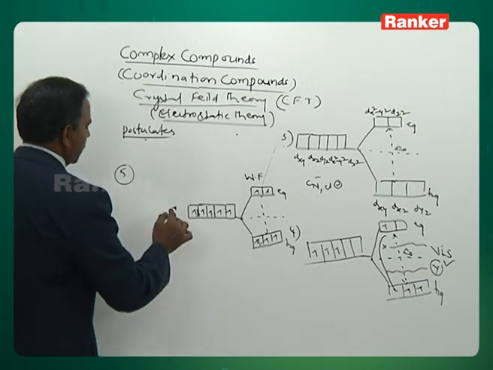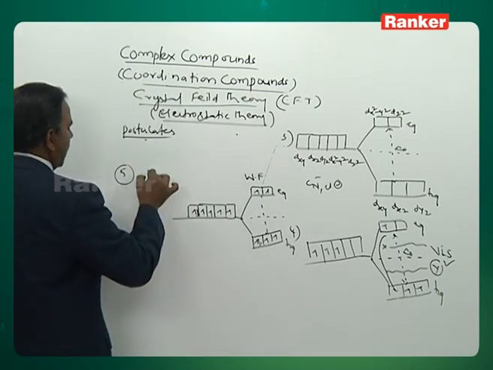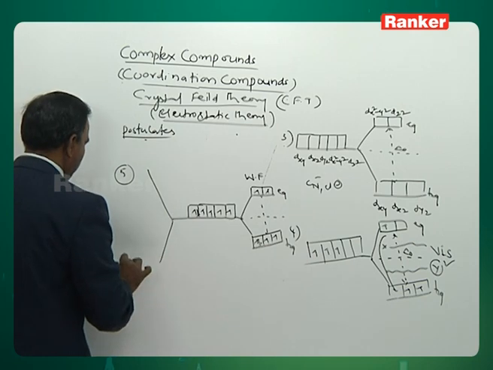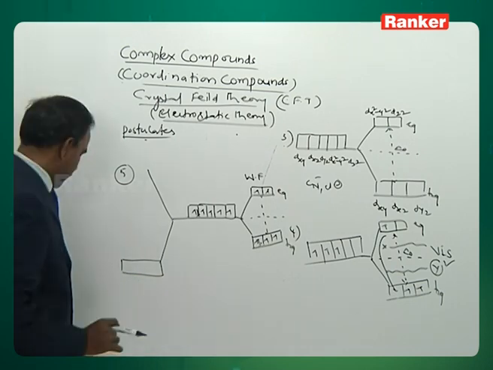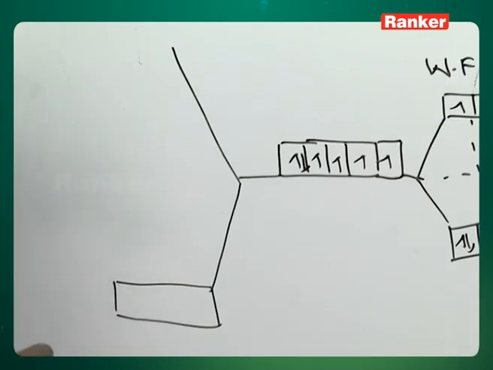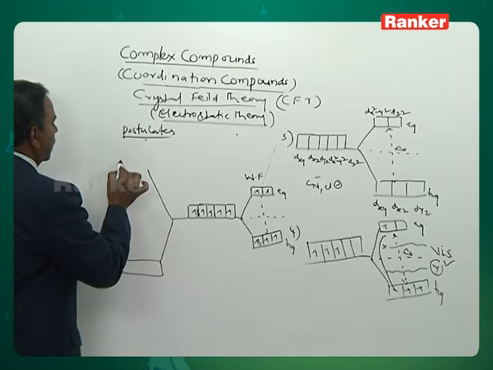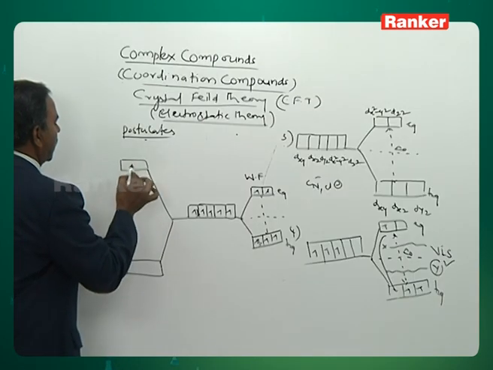Now consider a strong field ligand. Then the splitting of d orbitals is very high. The energy difference between the lower energy level and the higher energy level is very high.